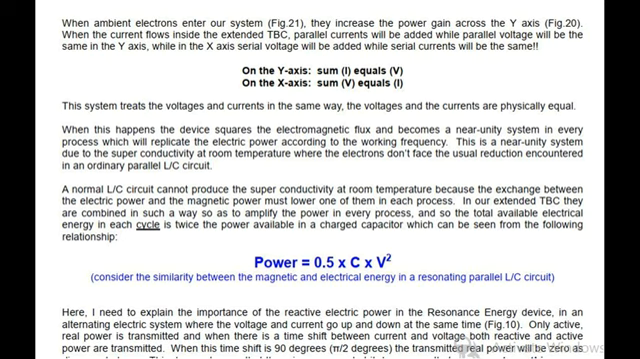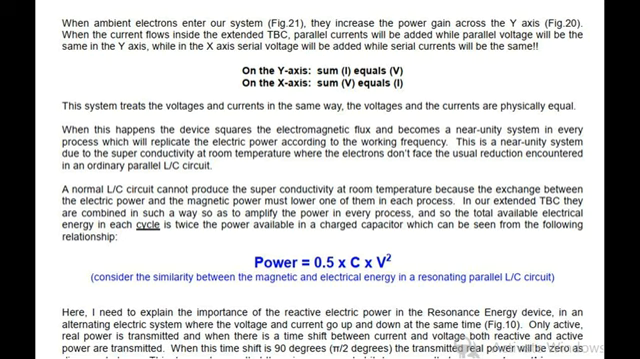When this happens, the device squares the electromagnetic flux and becomes a near unity system in every process, which will replicate the electric power according to the working frequency. This is a near unity system due to the superconductivity at room temperature, where the electrons don't face the usual reduction encountered in an ordinary parallel L/C circuit. A normal L/C circuit cannot produce the superconductivity at room temperature because the exchange between the electric power and the magnetic power must lower one of them in each process.